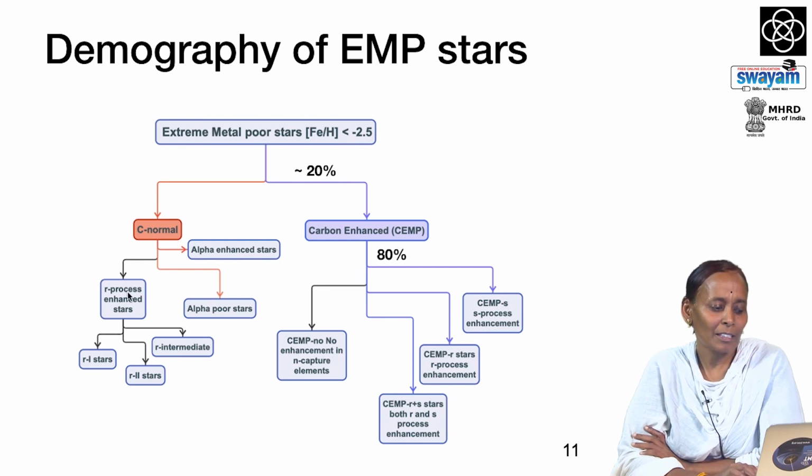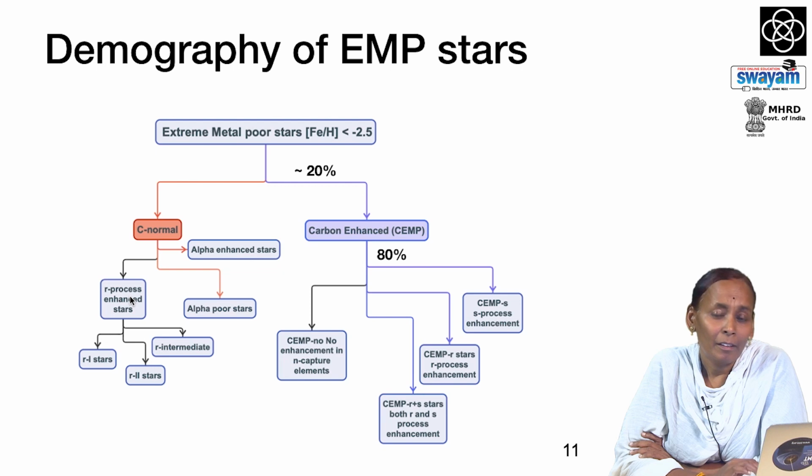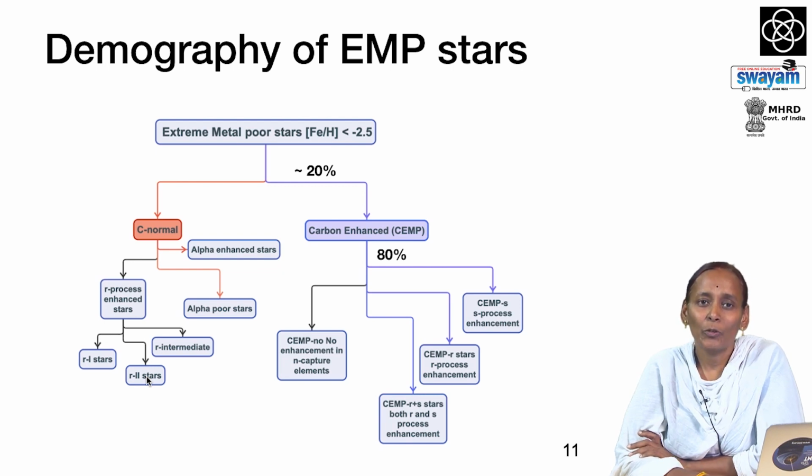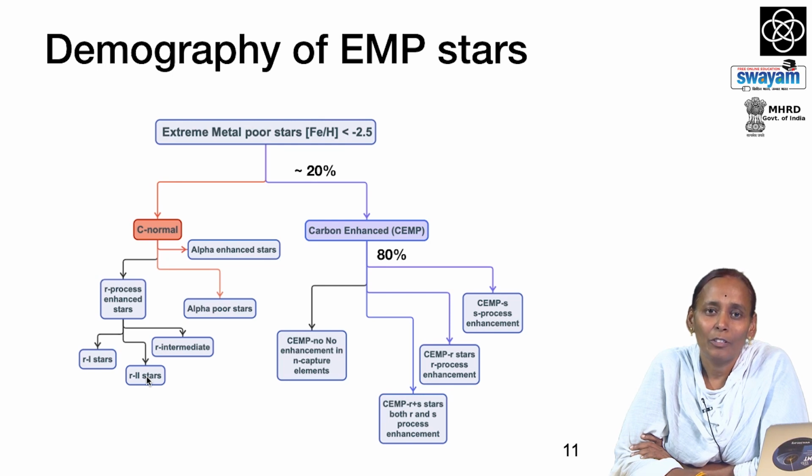The R-process enhanced stars among them have R-process enhancement up to 100 times the solar ratios, and these are also subdivided into R1, R2 and R-intermediate. R2 stars are particularly interesting because they have uranium and thorium detection. So we can clearly detect uranium and thorium nuclei in these transitions in these R2 stars. So they show the smoking gun event of a supernova explosion or a site that produced R-process.